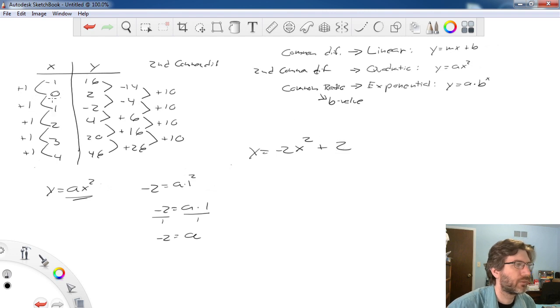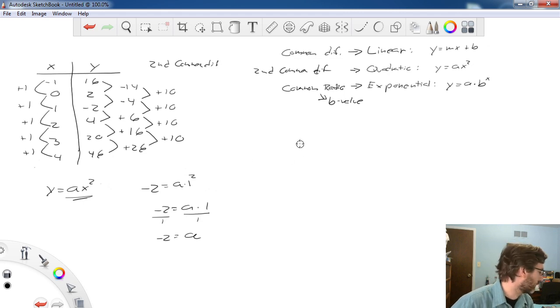Plus 2. That seems to be working. You plug in 0, you get 2. Plug in 1 squared, negative 2. That's not going to work. So there's a b value to this one. This was a bad example for your book. It's getting a little more in depth than you need to know. But I think your book just wants you to fit to ax squared. So try to fit it to that. And again, you're going to do that by just plugging in a value to get there. I'm sorry, I picked a bad example.